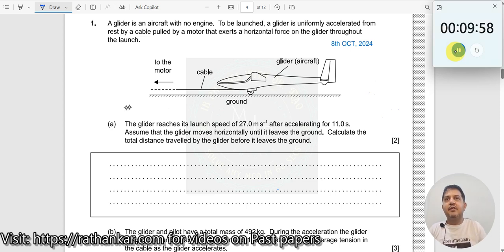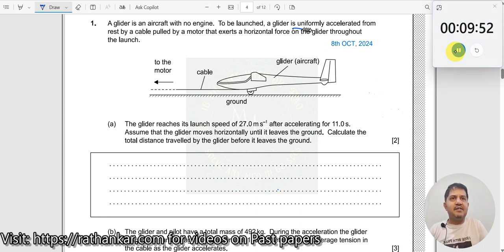Right. So a glider is an aircraft with no engine. To be launched, a glider is uniformly accelerated. Uniformly accelerated, which means what? Equations of motion can be used. From rest, which means what? Initial velocity is equal to 0. By a cable pulled by a motor that exerts a horizontal force on the glider throughout the launch. It means a constant force has been acting on it.